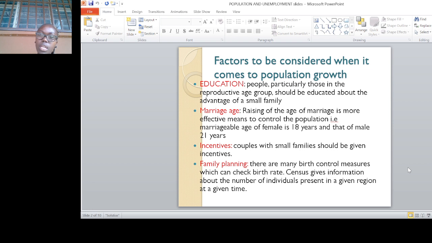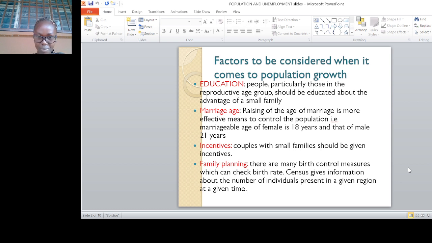Who can read the first factor, please, class? Who can read? Okay, if there is none, the first factor to be considered when it comes to population growth.